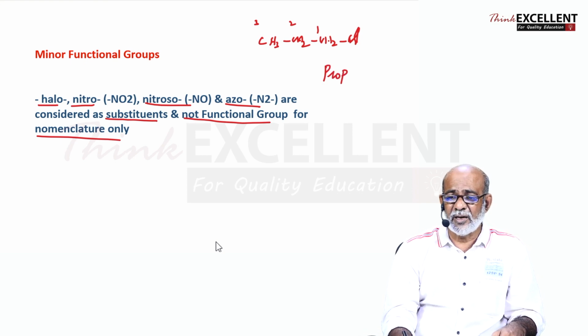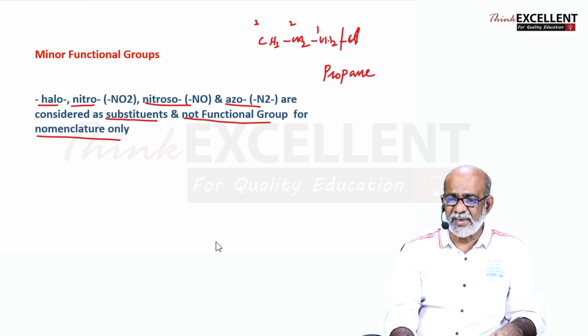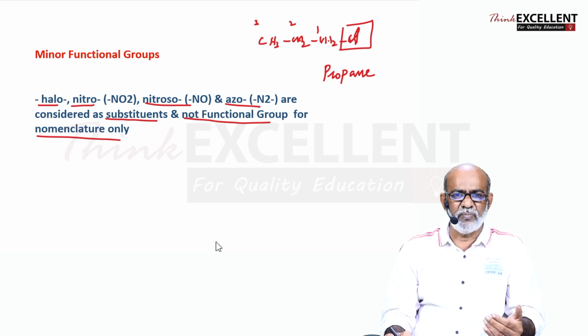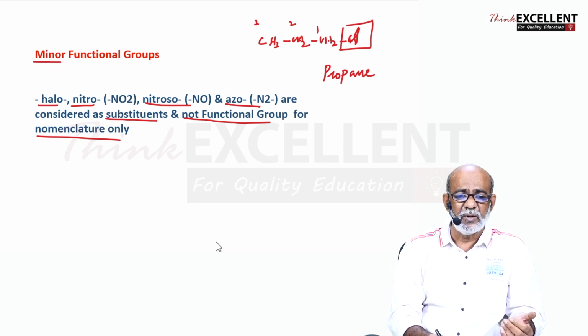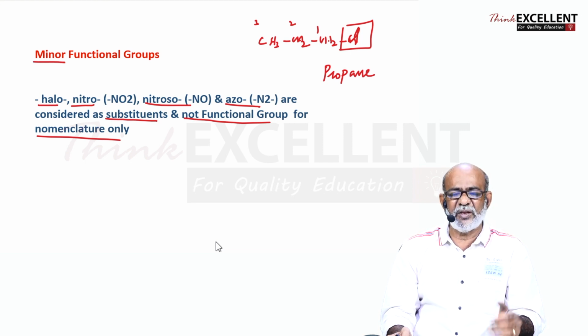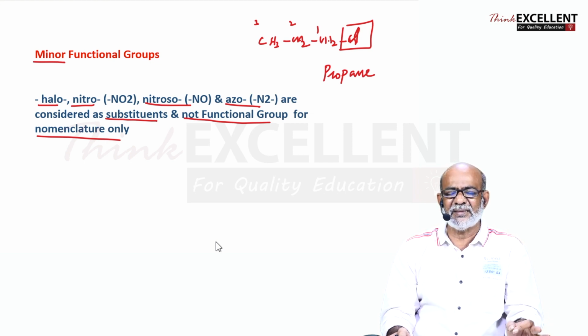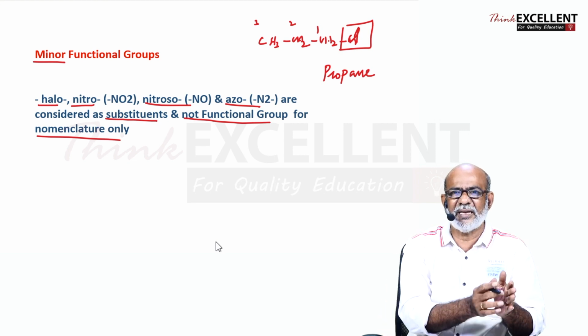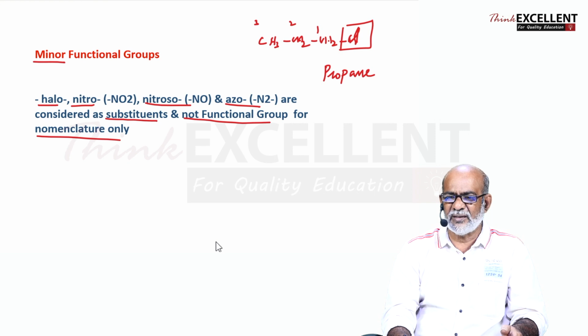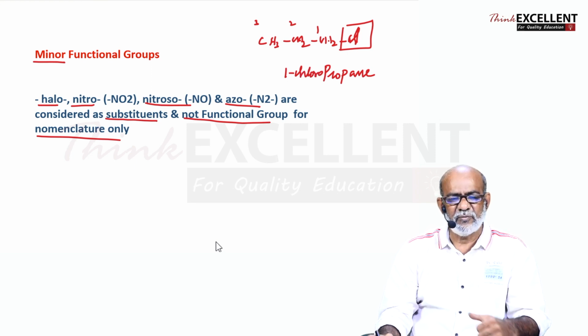Now all are single bond, so propane. Now this halogen is one of the functional groups. Chlorine is also one of the functional groups, but this is a minor functional group. Even though it is a functional group, you consider it as a substituent, so that's why it is taken as a prefix. The prefix is chloro. In the first carbon, chloro, so 1-chloropropane. So these are the minor functional groups.